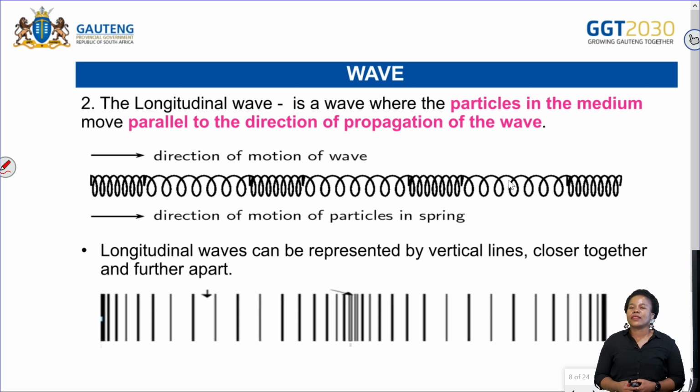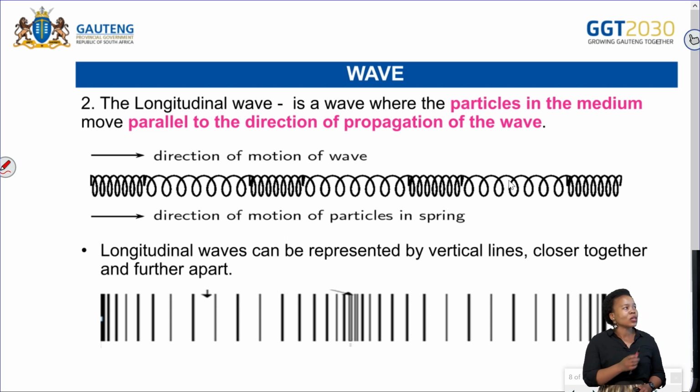Right. And then before we get into that, we have a longitudinal wave. How is it different from a longitudinal pulse, you may ask yourself? It is still the same. However, now remember that a wave is made up of continuous disturbances in your medium. This is why we say a wave, where the particles in the medium move parallel to the direction of the propagation of the wave.